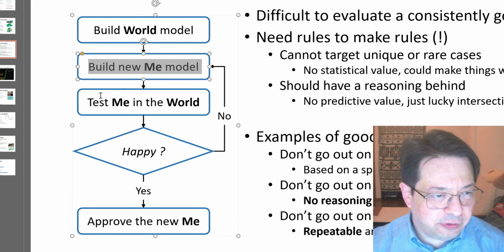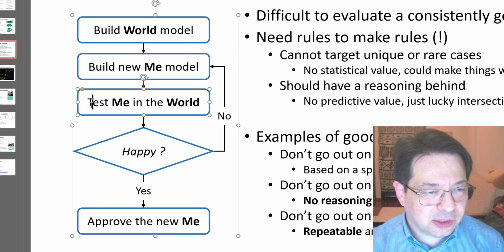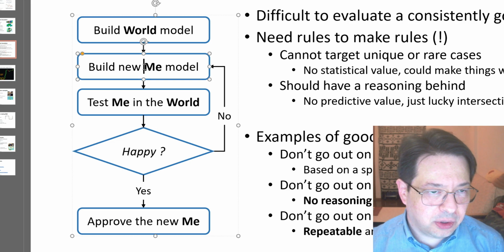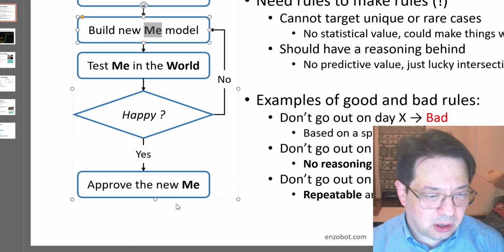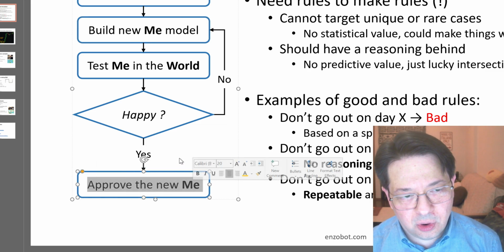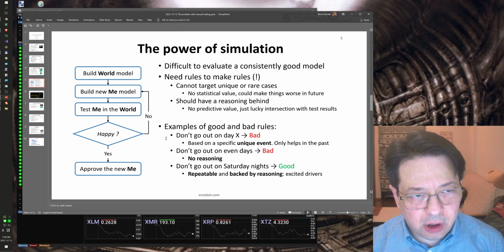how you behave in life, let's say, and then you test the model of yourself in the world, and then you decide whether you're happy with the result, and then if you're not, you build a new model. If you're happy, then you approve the model, and you take this new behavior into the world. So how do we go about this?